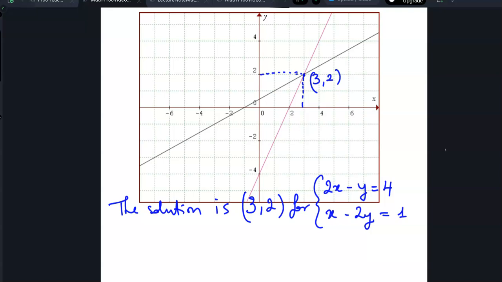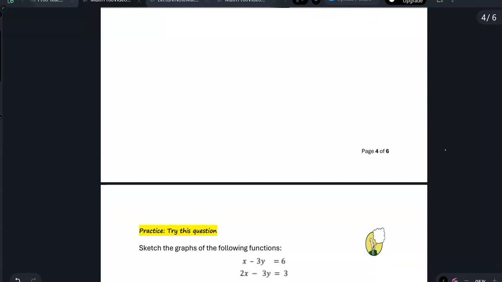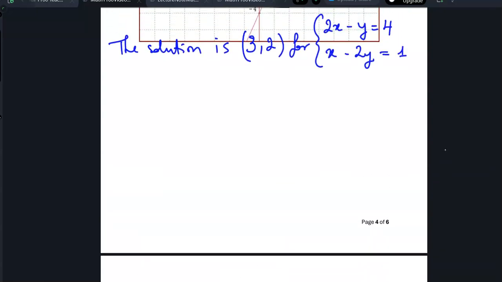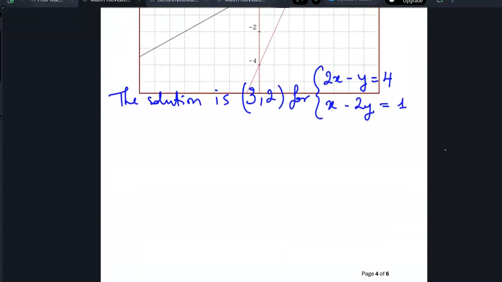Okay, you are using some sort of technology in order to sketch the graph. But if you want the exact point, what you need to do is you need to solve for this system of two equations, two unknown, using algebra. Okay, so that I will do on the next video.